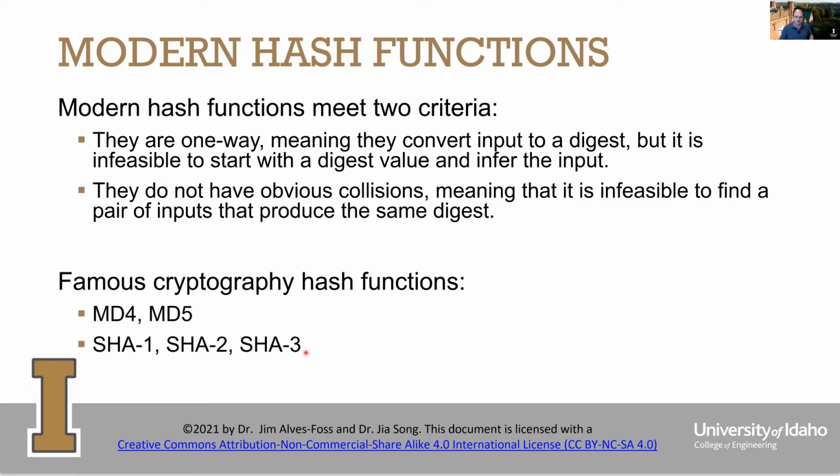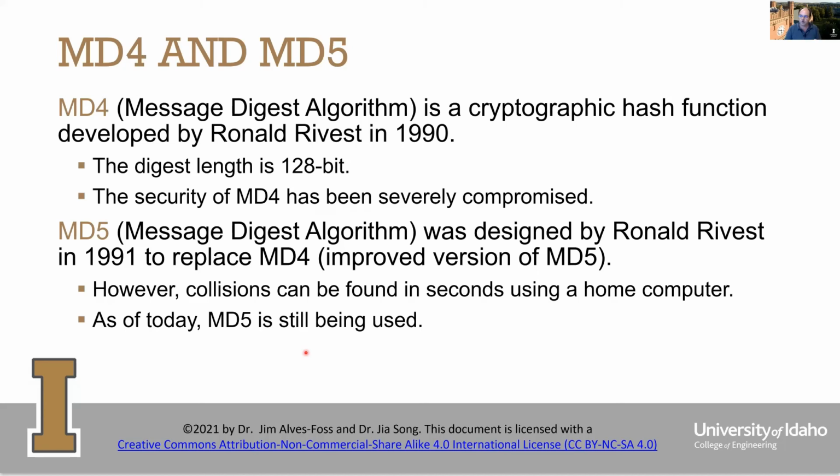Now, modern hash functions meet 2 criteria. They are one-way functions, which I mentioned: they convert input to a digest and it's infeasible to revert. They do not have obvious collisions, so they're at least weak collision resistant, if not strong collision resistant. Famous cryptographic ones are MD4, MD5, and SHA-1, 2, and 3. MD4 was developed by Ron Rivest. Oh, that name's familiar. He was the R in RSA. Yeah, he's done a lot of crypto stuff.